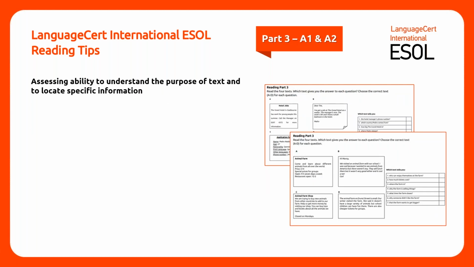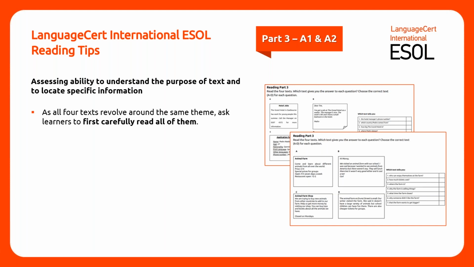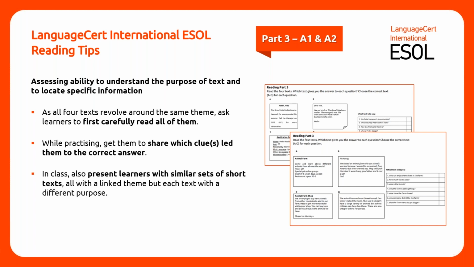Part 3, assessing ability to understand the purpose of text and to locate specific information. As all 4 texts revolve around the same theme, ask learners to first carefully read all of them. While practicing, get them to share with you the clues that lead them to the correct answer. In class, also present learners with similar sets of short texts, all with a linked theme, but each text with a different purpose.